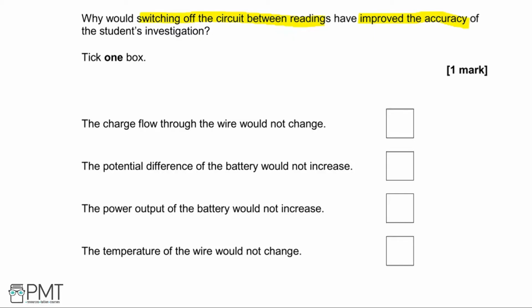Along with this, we also have control variables. These are things that we need to keep the same in order for us to be able to fully see how length affects resistance. So one of these is the temperature of the wire. And we need to control this because when the temperature of the wire increases, this causes an increase in resistance. So what we need to do is to try and keep the temperature of the wire constant throughout our experiment.